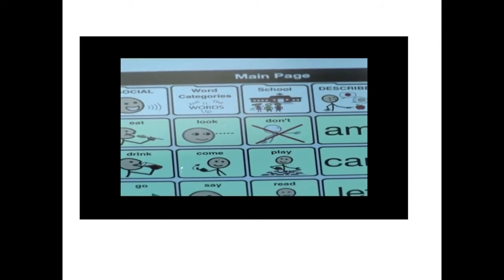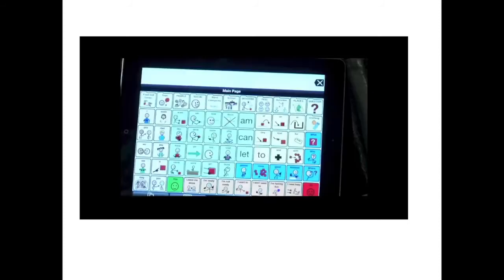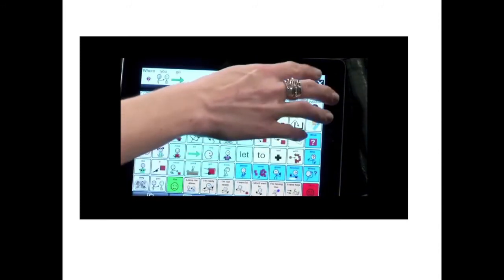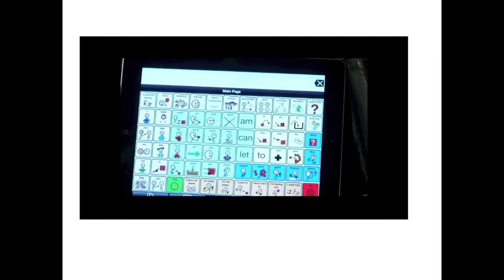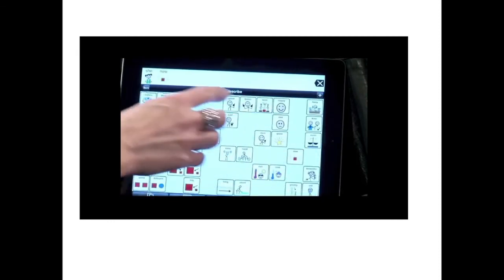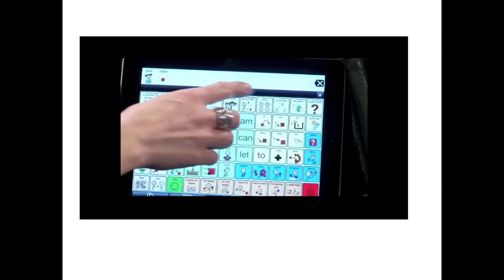Good job. You should use aided language to model communication for many purposes, such as making comments. Look, ball go in. Asking questions. Where did you go? Sharing information. She has new shoes. And greetings.